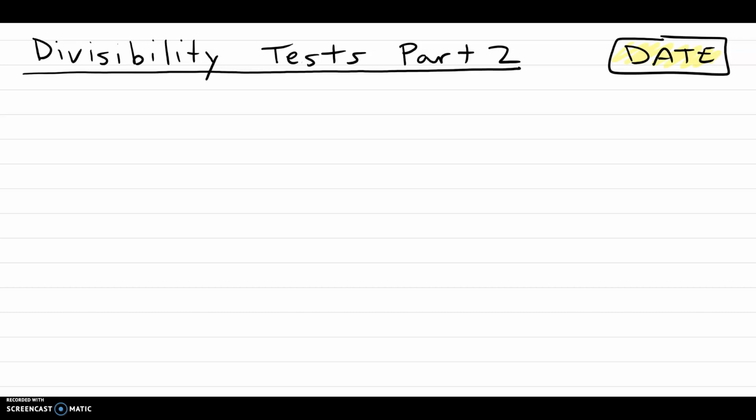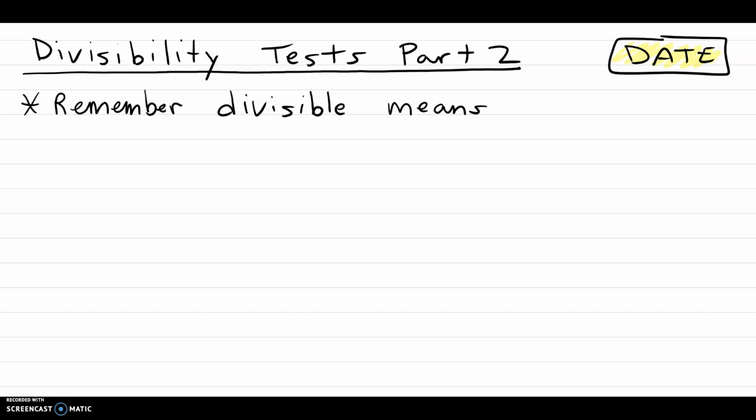All right, so just a quick reminder, remember divisible means can be divided. And you won't have a decimal or a remainder when you're dividing.